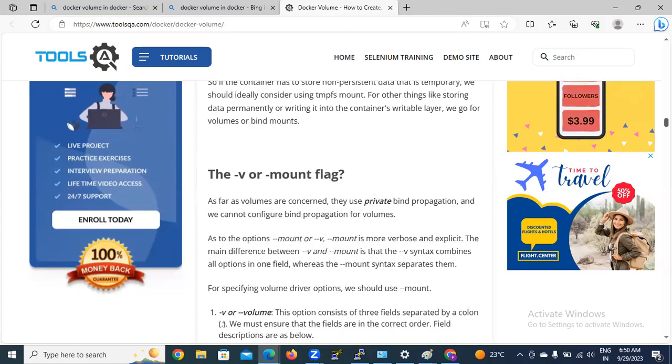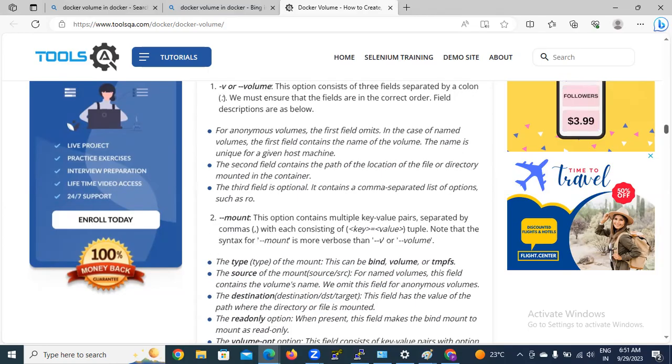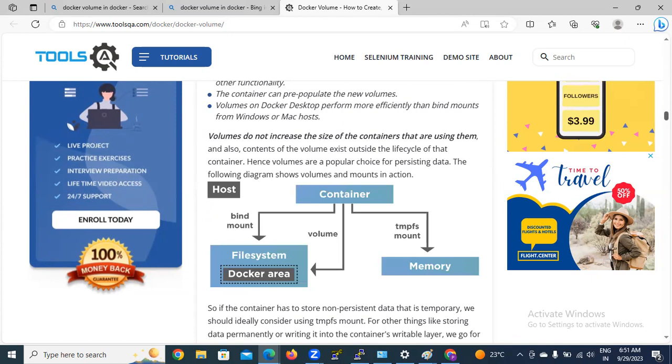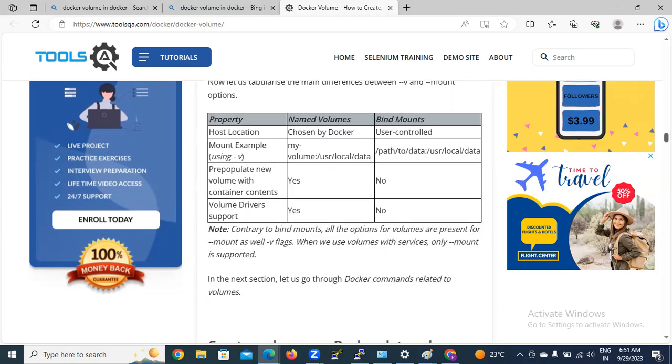Give me a minute. We have some flags: -v means volume, -m means mount. We also have one mount flag, tmpfs. I will show you within a minute. Give me a minute.